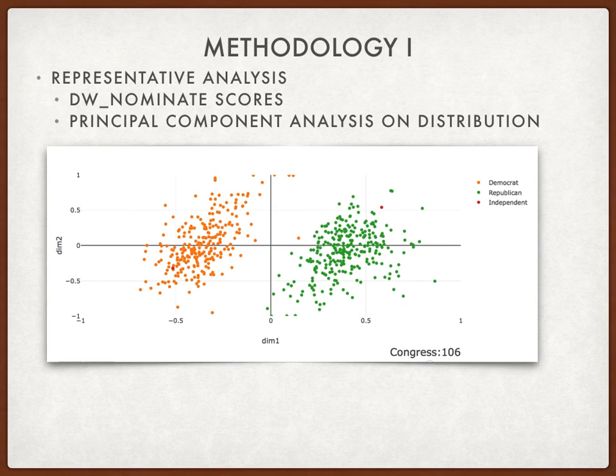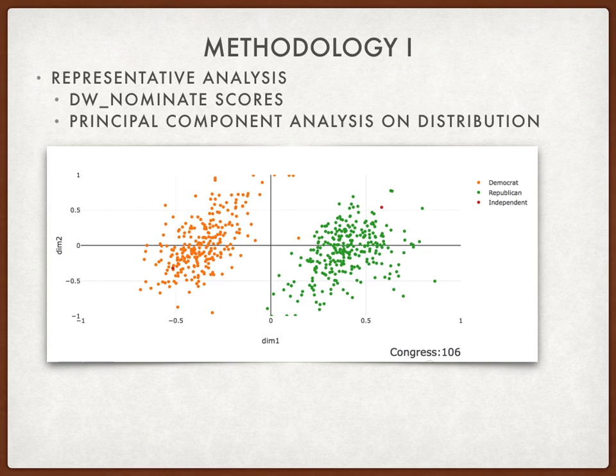Onto our methodology, we started with an analysis of our representatives. So we first started looking at DW nominate scores. These are scores that attempt to quantify the ideological consistency of a representative based on voting record. They assign every representative two values from -1 to 1, an X value, which represents how liberal or conservative they are in the classical sense, and a Y value. This Y value is supposed to account for historical differences within, for example, the Democratic and Republican parties.